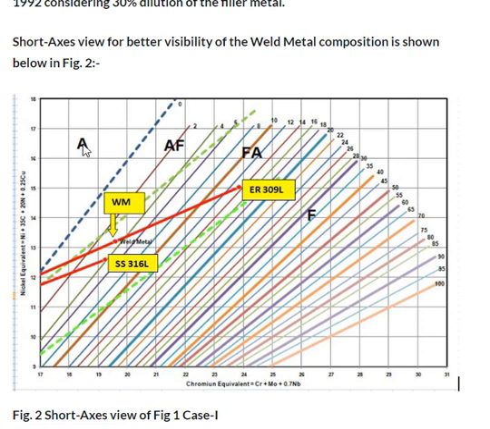These are the solidification modes, and this thick blue dashed line is a solidification mode boundary between A and AF mode. A means fully austenitic mode, AF mode is primary austenite and secondary ferrite. Then FA mode is primary ferrite and secondary austenite, and F mode is a fully ferrite microstructure.